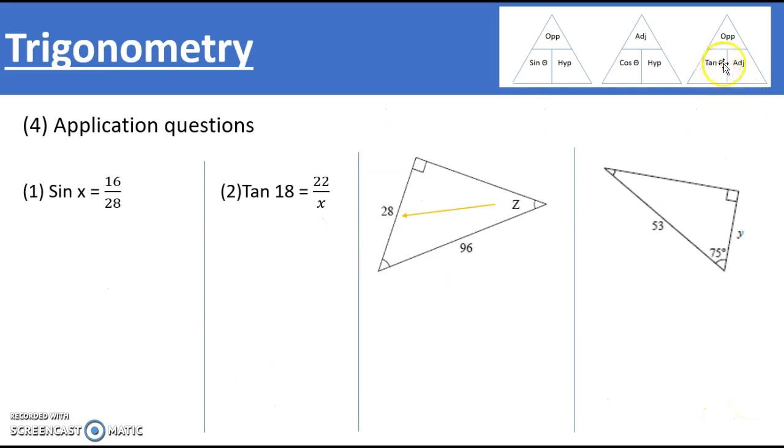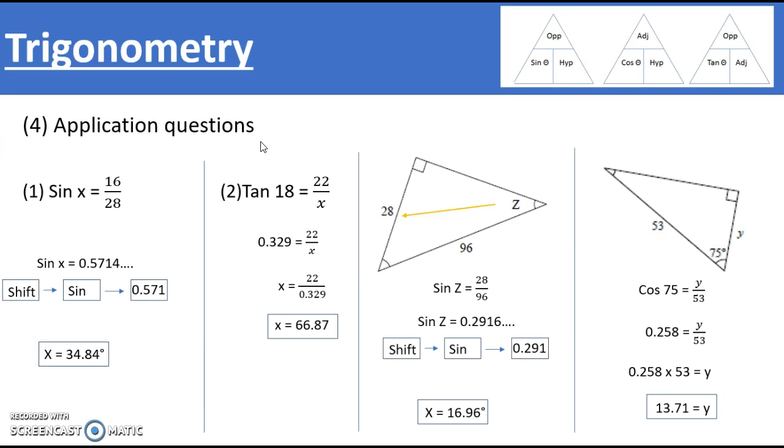Okay, so I left you a triangle here, you can try, but here are some applications. Pause the video if you'd like to have a go. Okay, so the very first one, you're looking for the angle, so you know you're going to do second function or shift. 16 divided by 28 is 0.5714. If we then do shift sine on that answer, we get our final answer as 34.84 degrees.